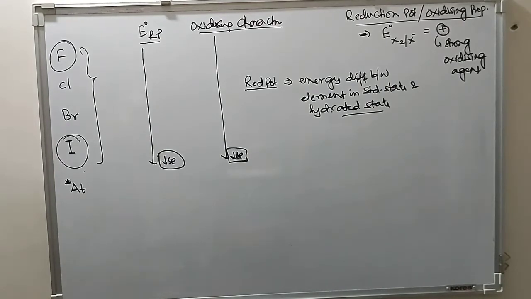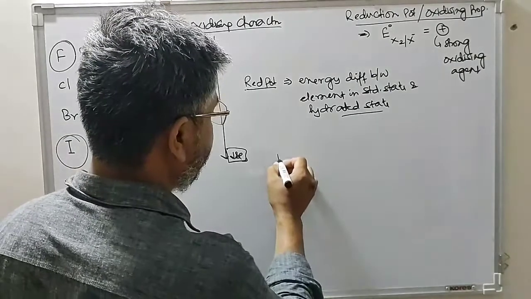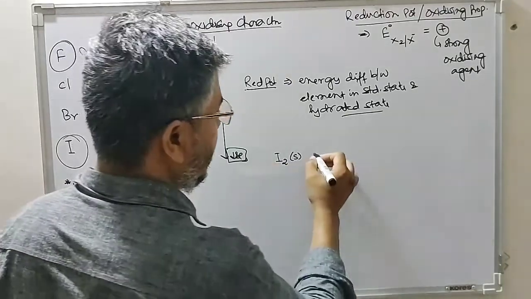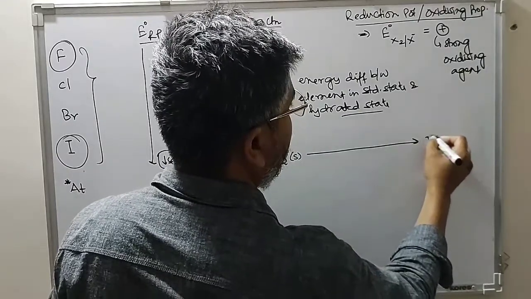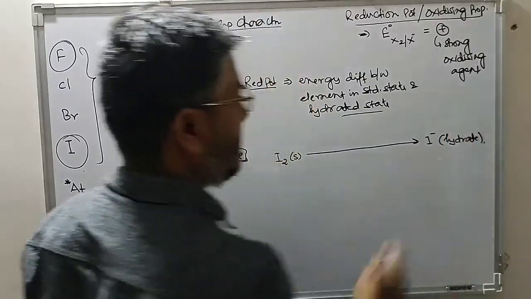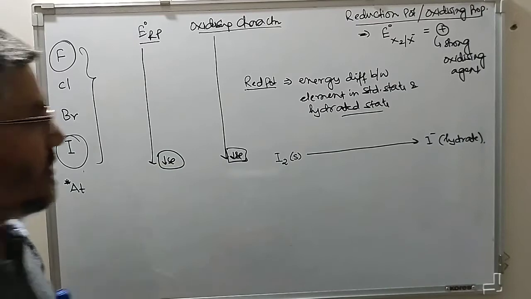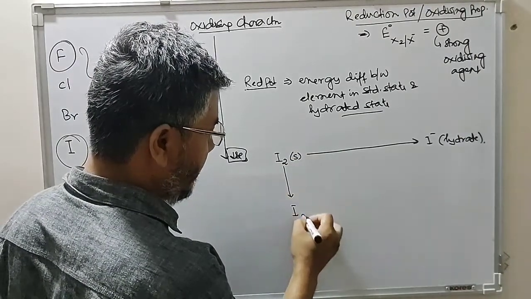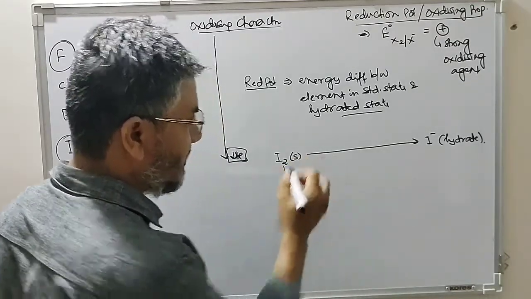Now this value depends on, let's take iodine. Iodine is in the solid state. Now this is to be converted into I minus in the hydrated state, and we have to find this energy difference. First, this solid iodine is to be converted into iodine gas, so we require the energy of atomization.